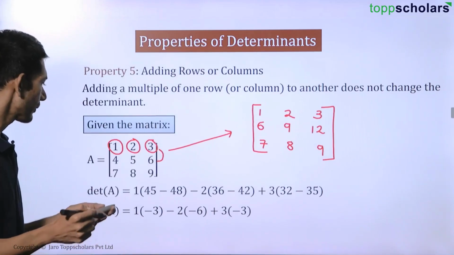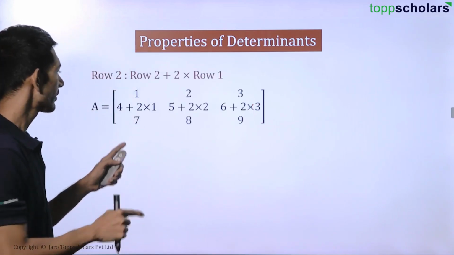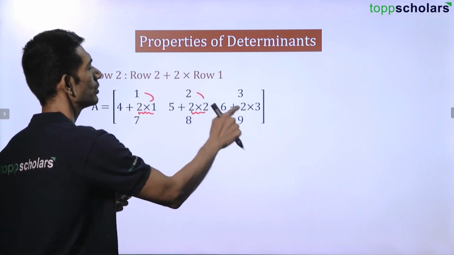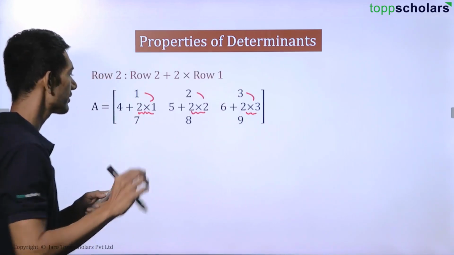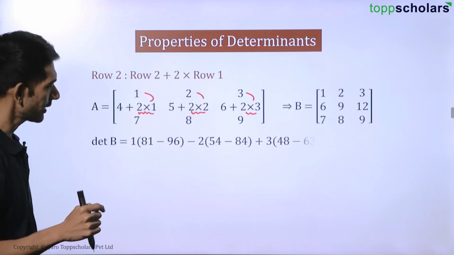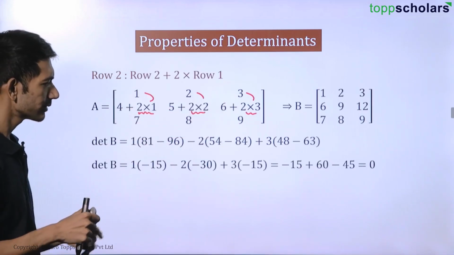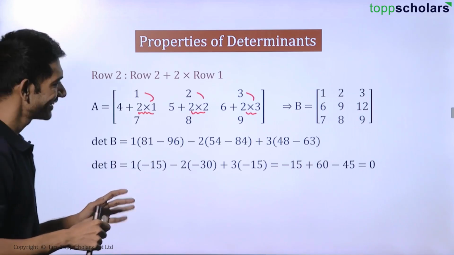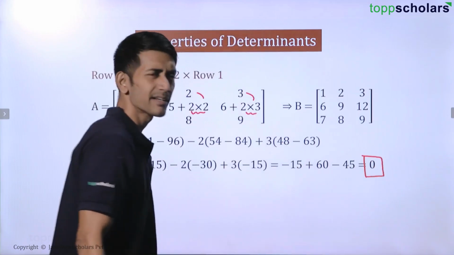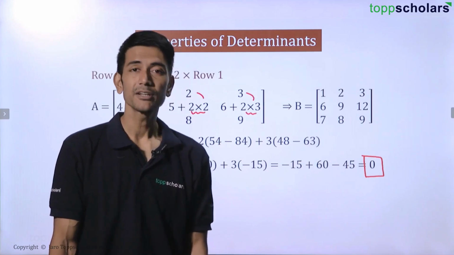Okay, let us see now. So here it is. We are adding 2 times 1, 2 times 2, 2 times 3. I hope this is clear. And then I already gave you the matrix. Now let us find out the determinant of that. So you solve it. Put the values. Check the calculation and see the final answer. Did the final answer change? No. That means we can say that the determinant is 0.